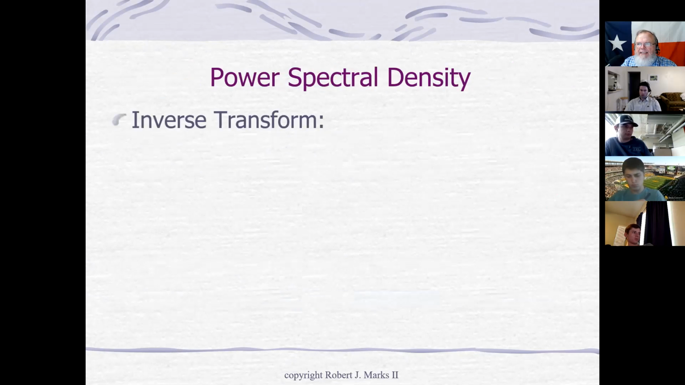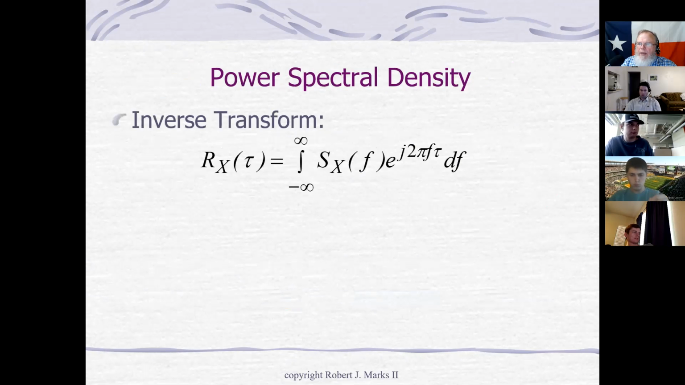So as is the case anytime you have a Fourier transform, you have the inverse Fourier transform. So we can get the power spectral density from the autocorrelation, the one-dimensional autocorrelation. We should be able to get the one-dimensional autocorrelation back from the power spectral density by performing an inverse transform. So this is an inverse Fourier transform, if you will.